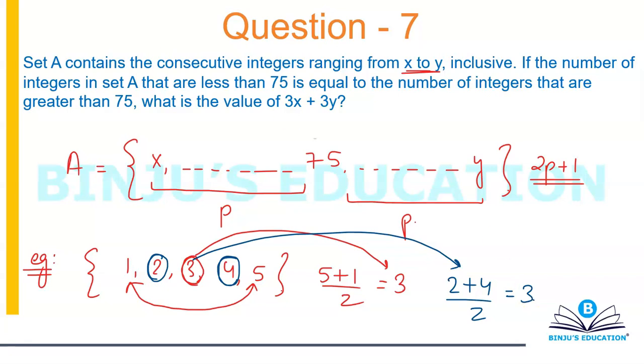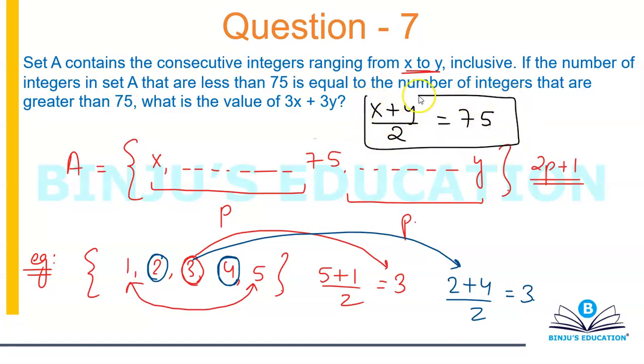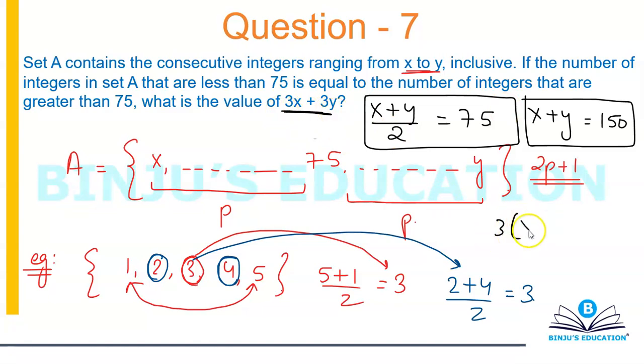Which means for the question above, I can say that x plus y by 2 should be equal to 75, or in short, x plus y is equal to 150. Now I don't need to calculate x plus y individually. What I need to calculate is 3x plus 3y, which is basically 3 times x plus y, which will give you the final answer as 450.